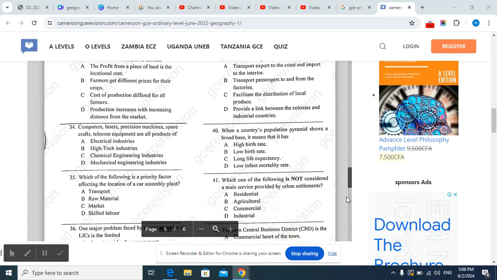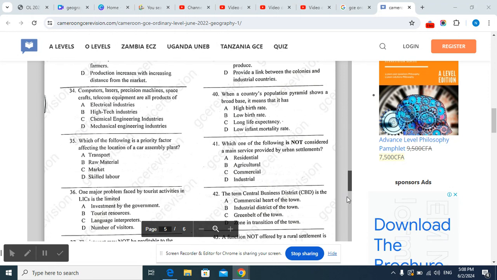Question 36. One major problem faced by tourist activities in LICs is the limited... The answer is A.